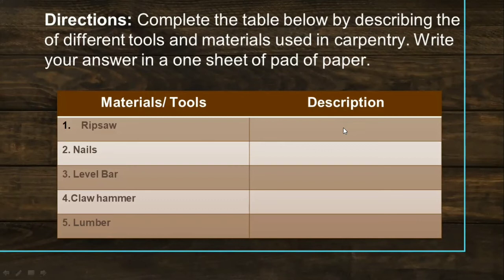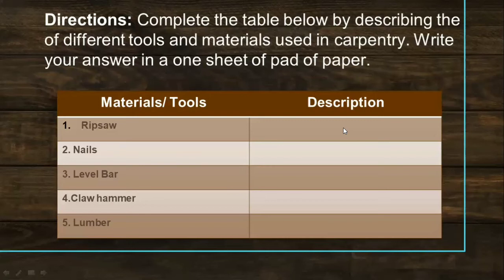Next, the nails. Who could describe what is nails? Yes, Pauline? Yes, ma'am. Nails are used to fasten the woods with the use of hammer. Correct. Okay, so nail is used to fasten wood using a hammer. Correct. You got it right, Pauline.